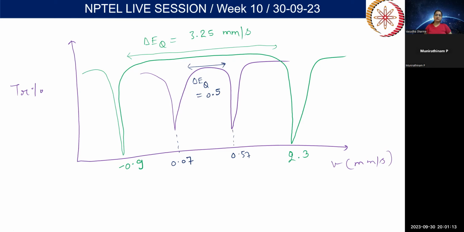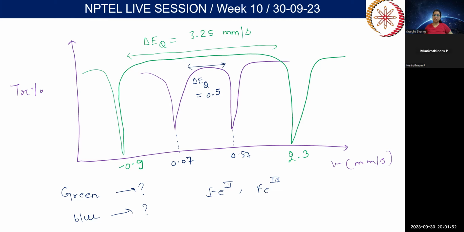Now you tell me, green trace belongs to which one and blue trace belongs to which one out of iron 2 and iron 3? Fe plus 3 is more negative, so that is minus 0.9. Fe plus 2 is more positive, that is 2.3.